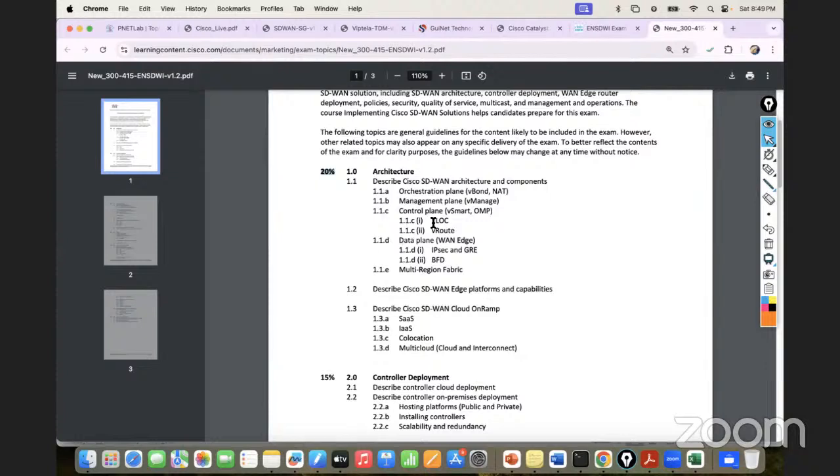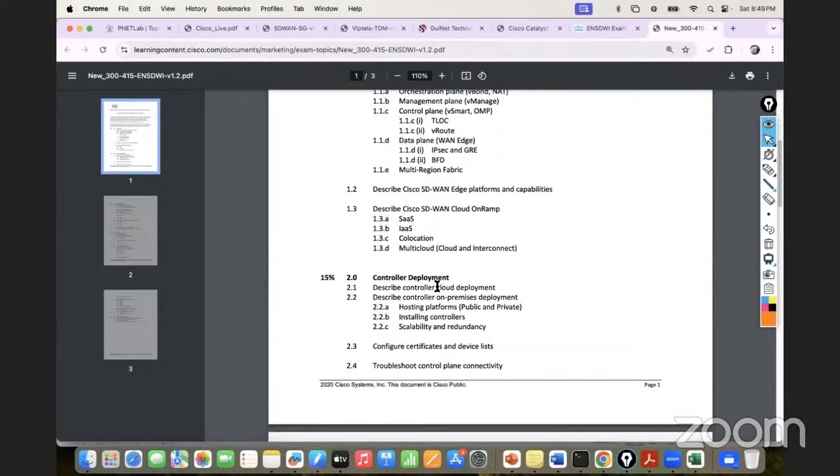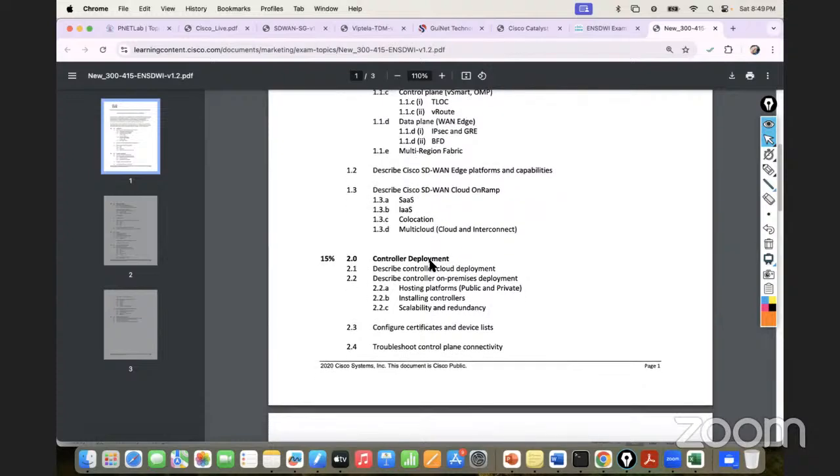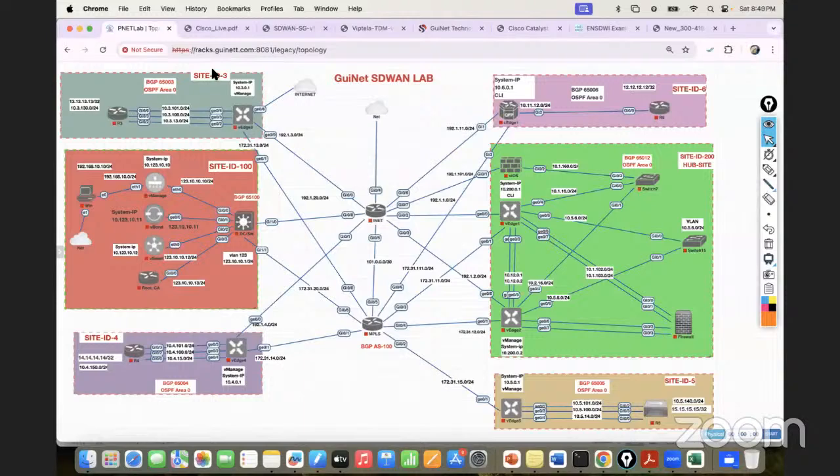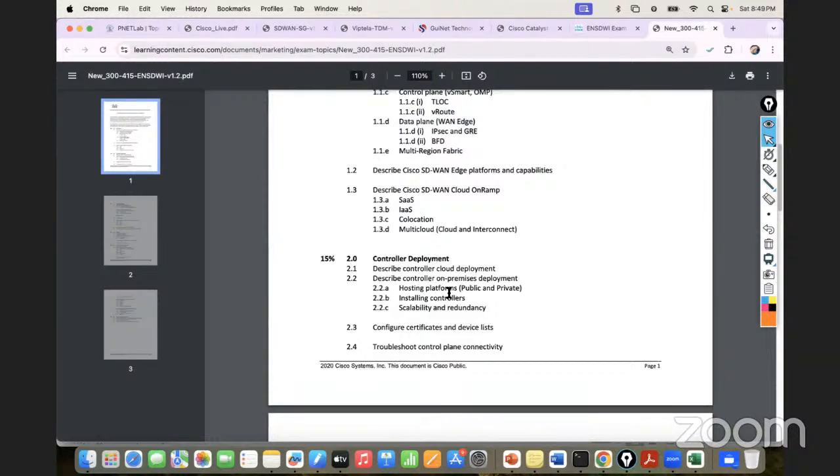Once you have the architecture-level understanding, we will move to controller deployment. In this controller deployment, we'll discuss how the controller is going to be deployed in the lab environment. We'll try to understand the basic connectivity, how it is going to happen step by step, and also how it is going to be deployed on premises. What is the cloud deployment option? What is on premises? So basically we are going to refer to the cloud one as well as on premises, right?